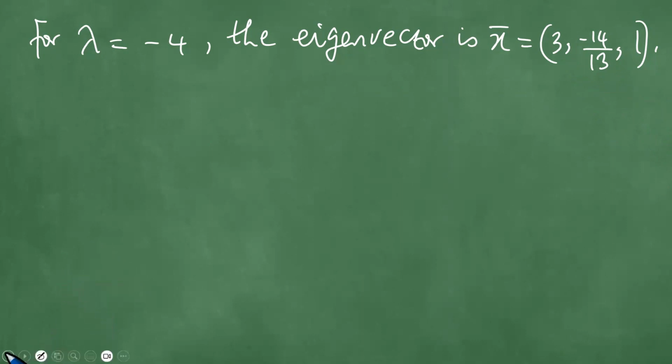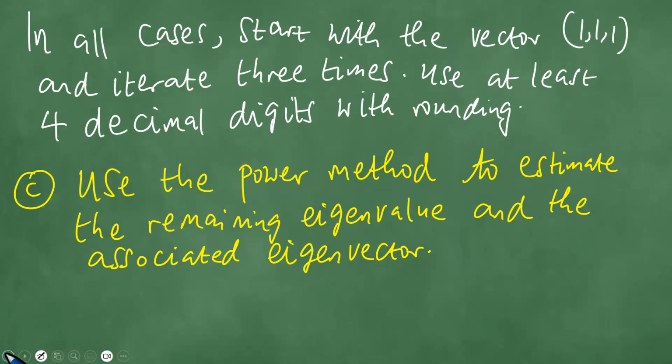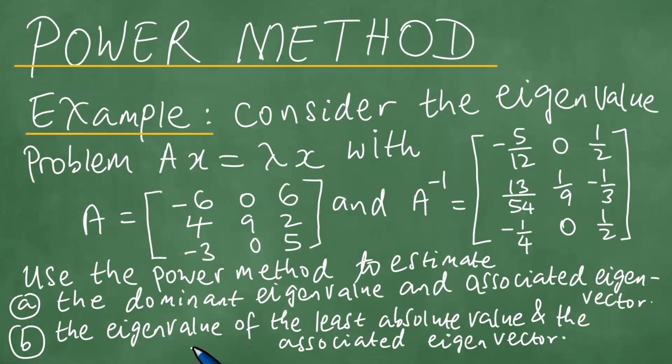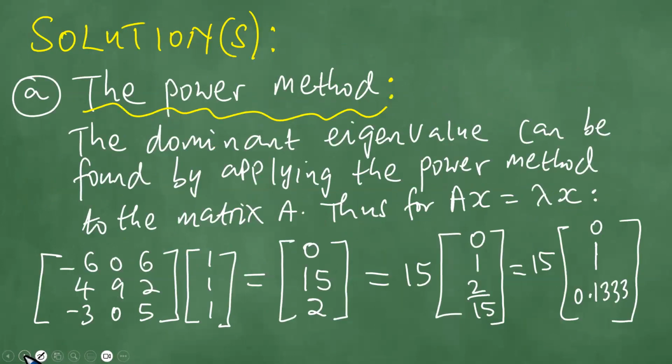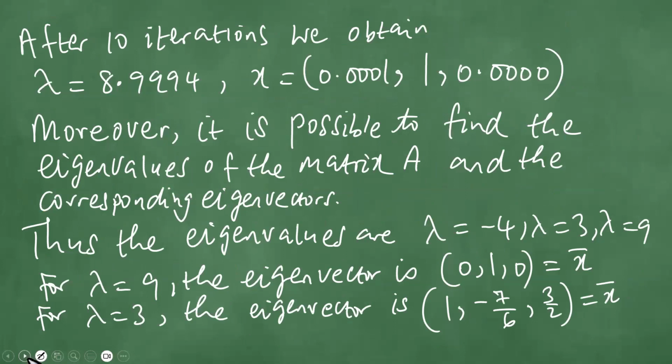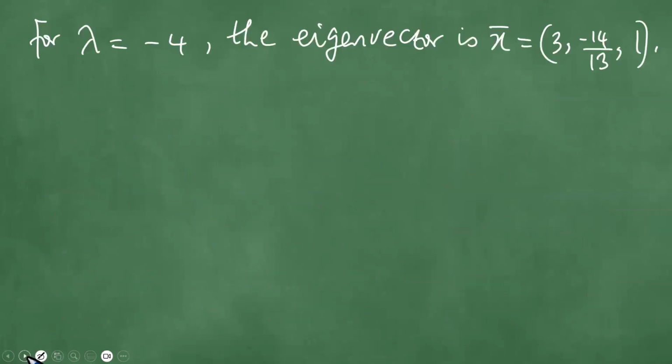Okay, now we're done with part A. Use the power method to estimate the eigenvalue of the least absolute value and the associated eigenvector. So now we're going to deal with the least one. You don't need to compute the eigenvalues first. That's the point. But now we're focusing on part B.